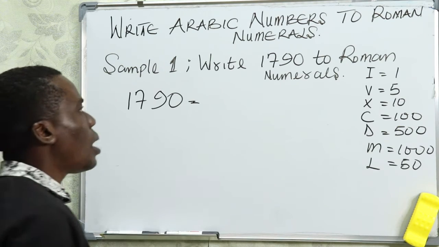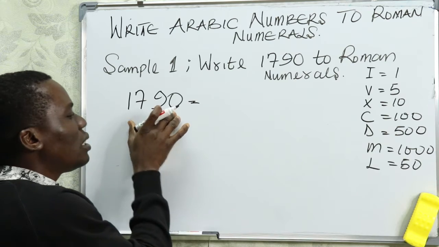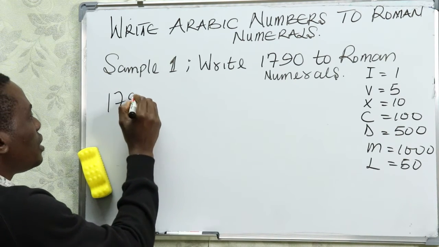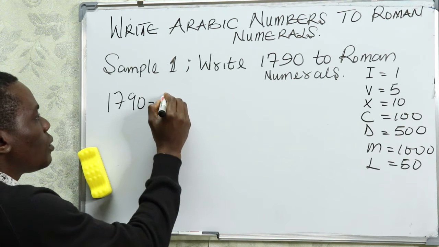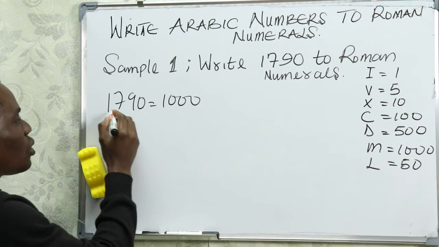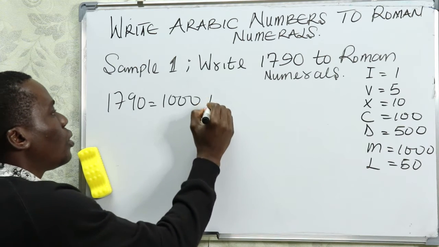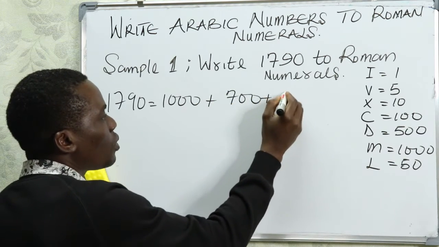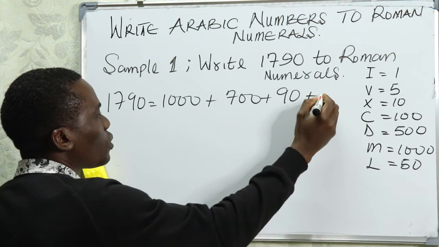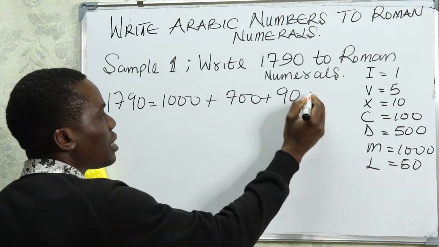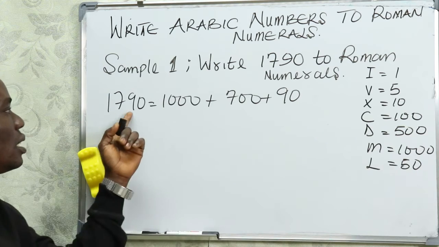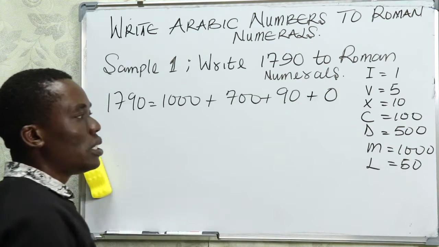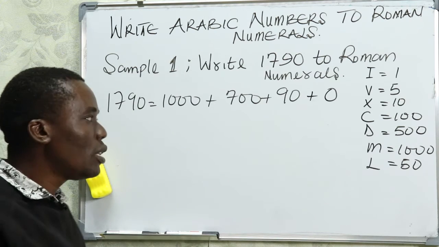Now let's look at how we apply them here. If we expand 1790, we are going to have 1000, because 1 is in the thousands, plus 700, because 7 is in the hundreds, plus 90, plus 0. 90 is in the tens, and nothing is here, which is 0 in the units.